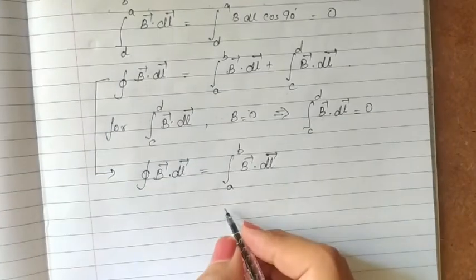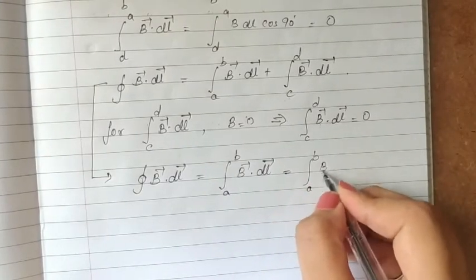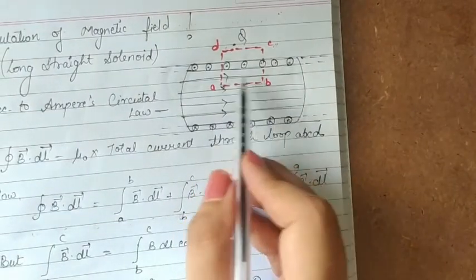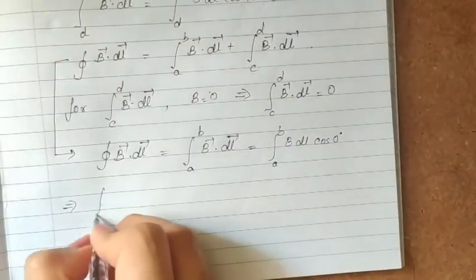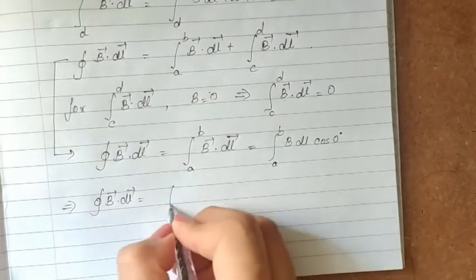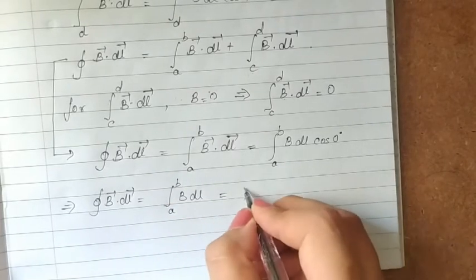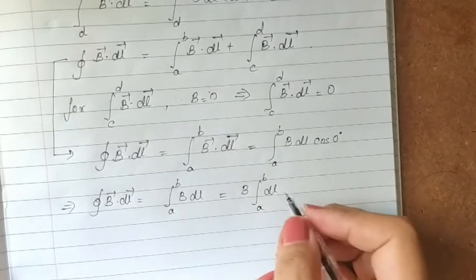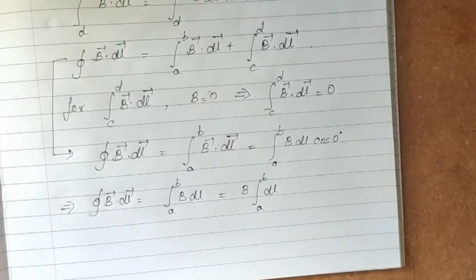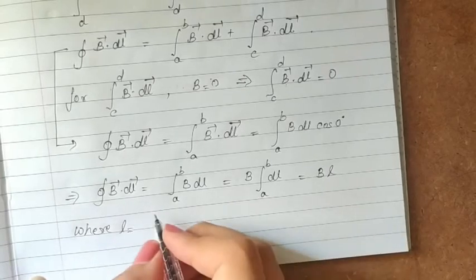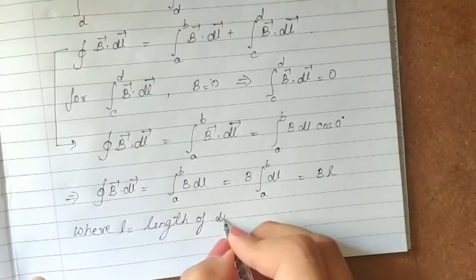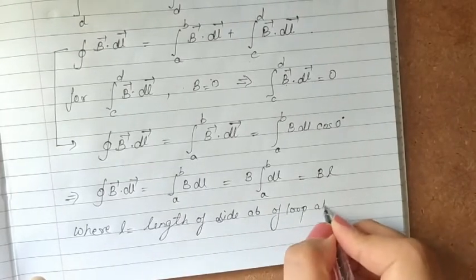Now, let us solve this integral. Then we get the integral A to B of B dl cos 0. If we see the diagram for A to B, we get the angle 0 degrees between the direction of length and the direction of magnetic field. B and dl are in the same direction, so theta is equal to 0 degrees. So we get B dot dl equal to B dl cos 0, and it implies the closed integral of B dot dl is equal to the integral A to B of B dl, which is B times the integral A to B of dl. And the integral A to B of dl means, if the length of the Amperian loop is L, then this becomes BL, where L is equal to the length of side AB of loop ABCD.